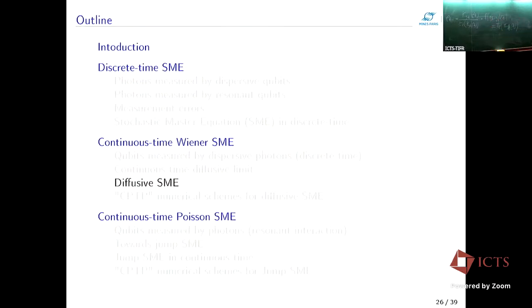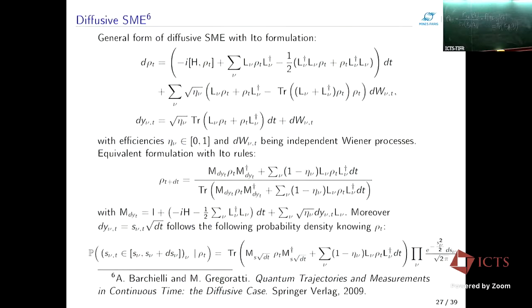Now I start with a diffusive equation like this, with different quantum channels and different detection efficiencies. Here you recognize the Schrödinger equation, and here the Lindblad terms. For each Lindblad decoherence operator L nu, I have a detection efficiency with the noise depending on nu, and dy is something like this. And I have a detection efficiency which is a factor of these two terms.